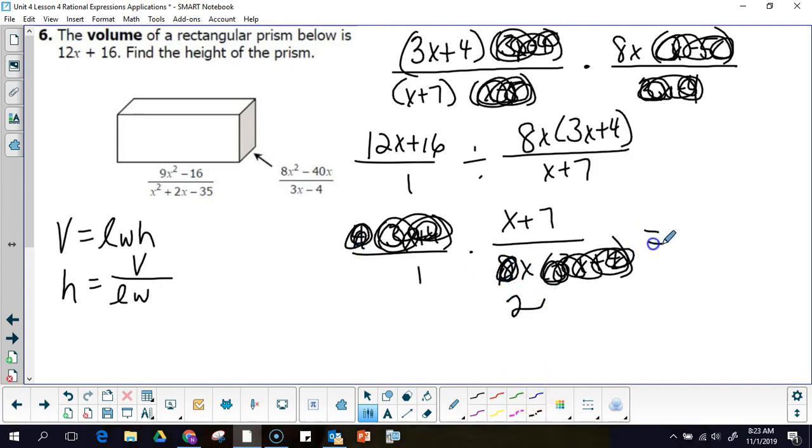Okay, so it looks like my answer is x plus 7 over 2x.